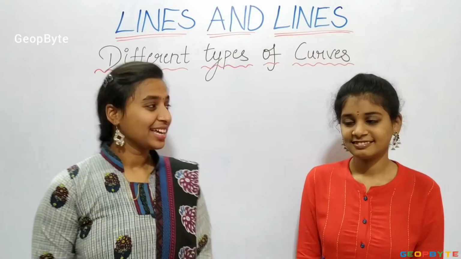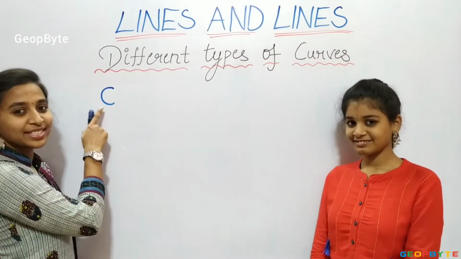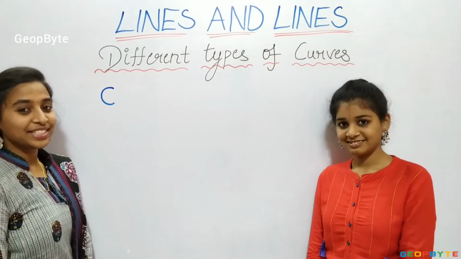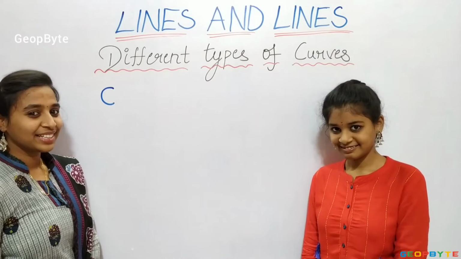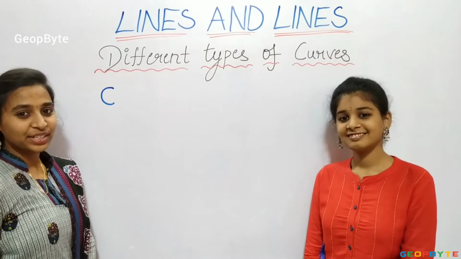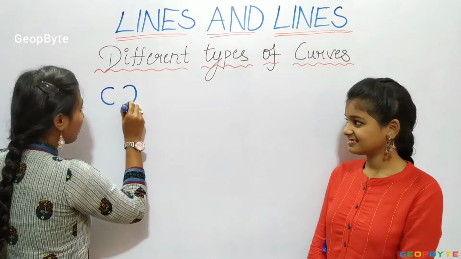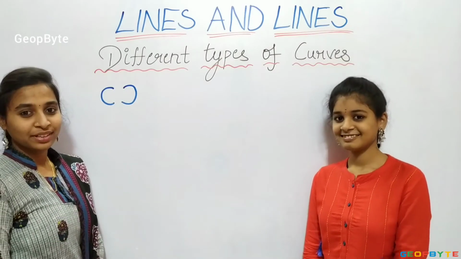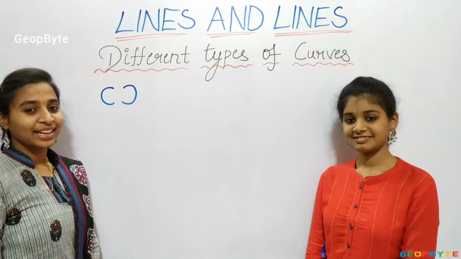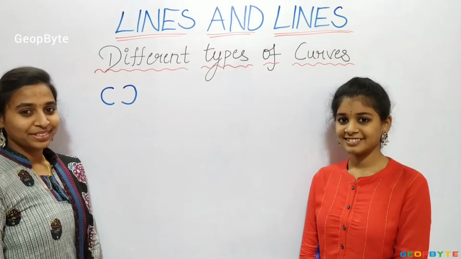Hey kids, see here. This is a curve. It is in which shape? Yes, it is in the alphabet C shape. Let us draw one more curve. It is in which shape? Yes, it is in the reverse alphabet C shape.